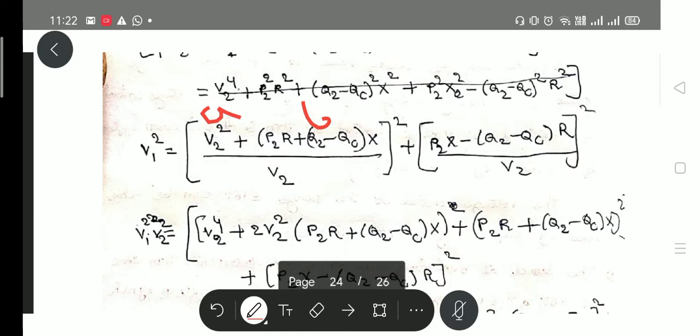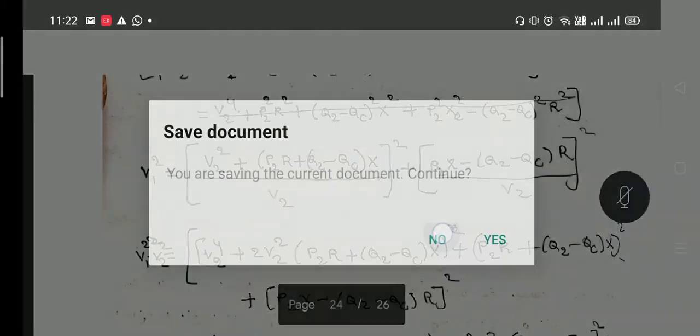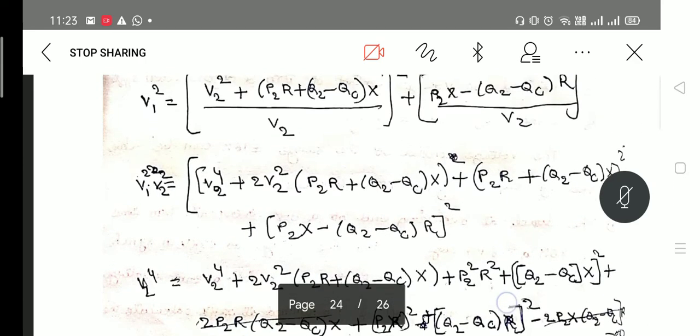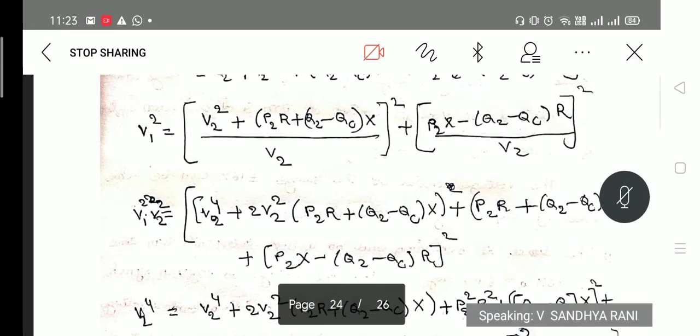So I get V2 power 4 plus 2V2 square into 2AB. So, 2 into V2 square into P2R plus Q2 minus QC into X plus B square, that is P2R plus Q2 minus QC into X whole square. Okay. Then after I am writing same as it is this one, P2X minus Q2 minus QC R square. Then after I am doing the A plus B whole square for this also.